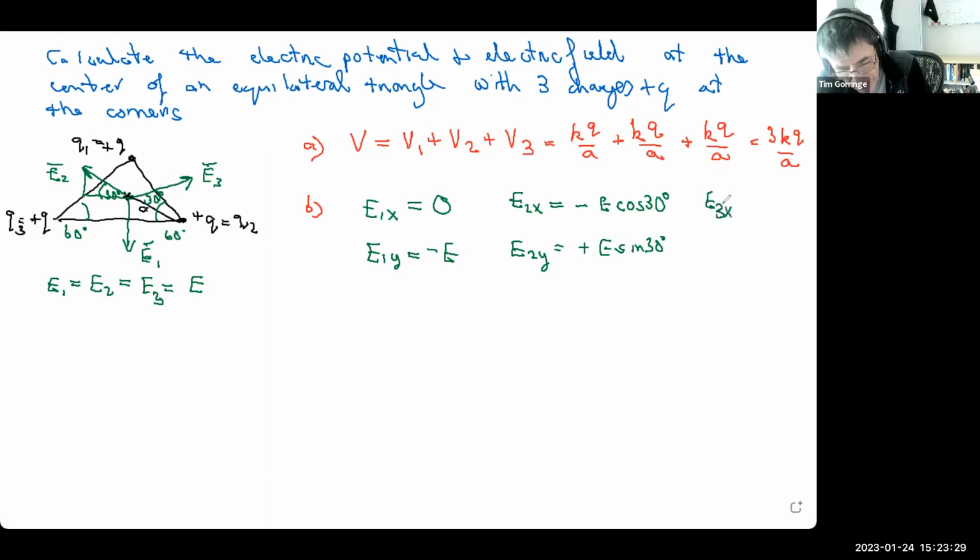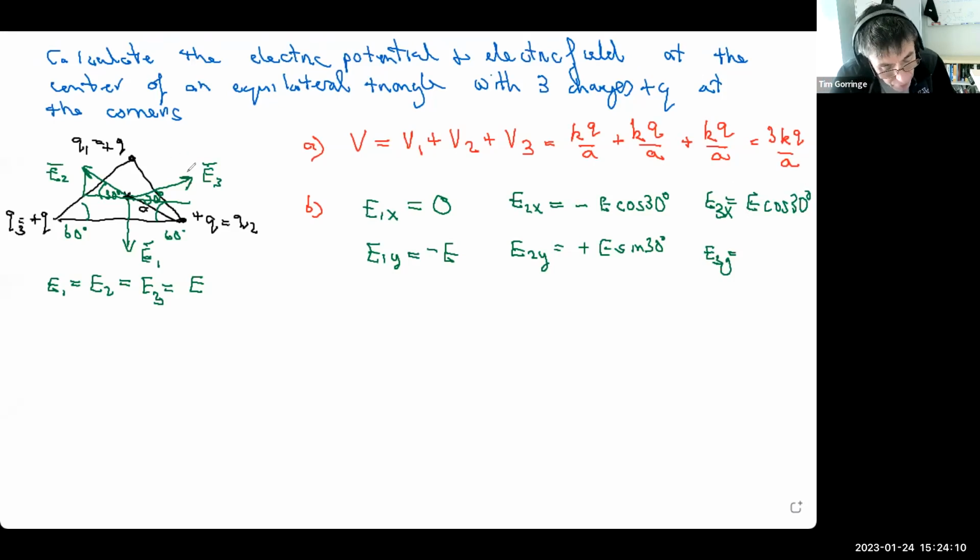So we want E3x, E3y. For E3's X and Y components, the X component is in the positive X direction, and the Y component is up, so it's also in the positive direction. So both of these are positive. And the X component is again obtained by the cosine of the angle times the field strength. So cosine 30 degrees times E.